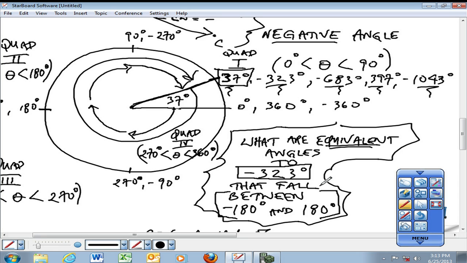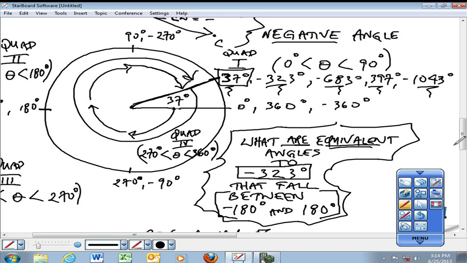So this is the solution to this particular problem. Don't be tricked when your book says, what are the equivalent angles? It looks like you've got to come up with a boatload of answers. No, you can investigate. What if I add another revolution? What if I subtract another revolution? What am I going to get? If you keep getting further and further out of your target range, then pull back and say, looks like there's only one equivalent angle to negative 323 degrees that falls within this range, and it happens to be, for this example, 37 degrees.